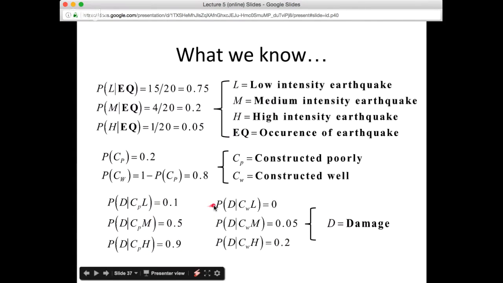On the other hand, the probability of damage if you have a well-constructed building during a low intensity event is 0. The probability of damage of a well-constructed building during a medium intensity earthquake is 5%, and the probability of damage given a well-constructed building during a high intensity earthquake is 20%. So that's pretty much all of the information that they gave us.